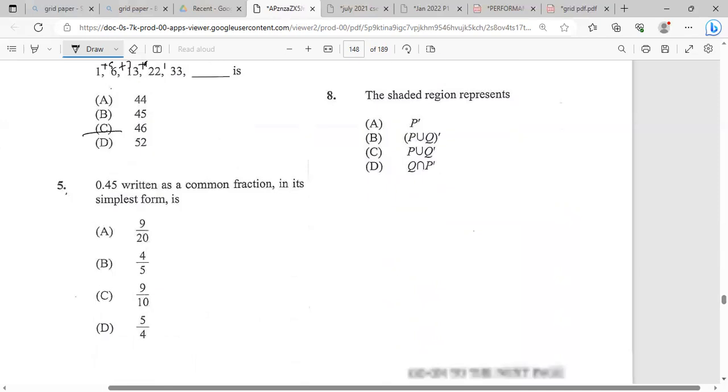0.45 written as a common fraction in its simplest form would be 45 over 100. I will break it down. 5 into this goes 9 times, 5 into 100 goes 20. So that would be A, 9 over 20. Let's move on.